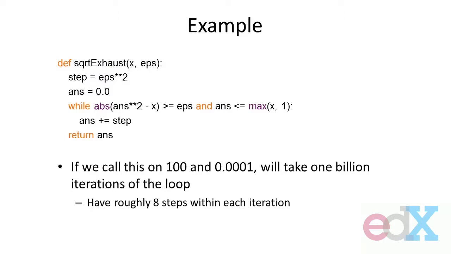If we were to call this procedure with x equal to 100 and an epsilon of 0.0001, it's going to take about 1 billion iterations to get through the loop. Now, inside the loop, there are actually about 8 steps if we count them carefully. So you could say it's about 8 billion operations, but it's 8 times the number of times through the loop. In this case, the number of times through the loop is about 1 billion.